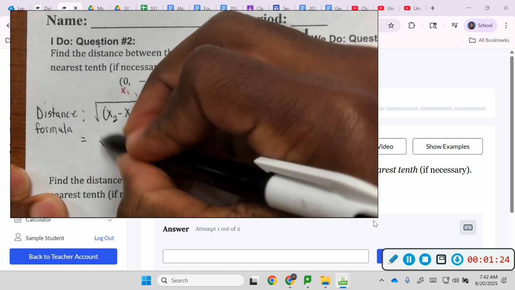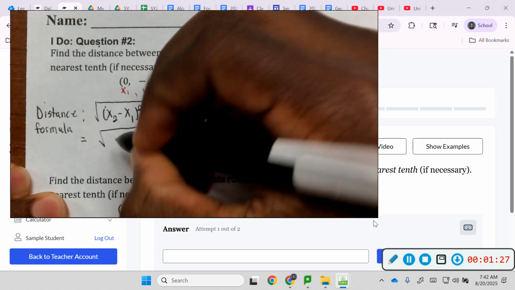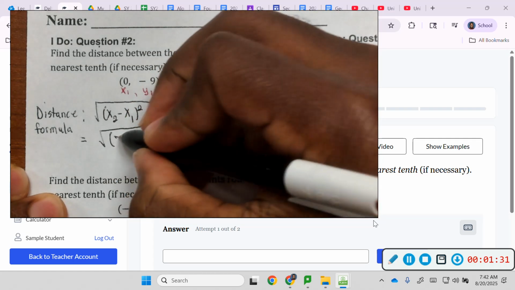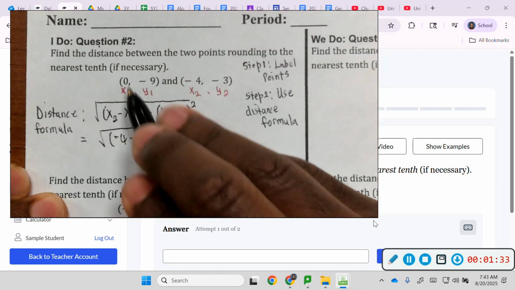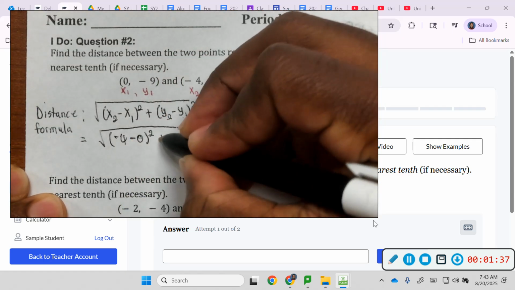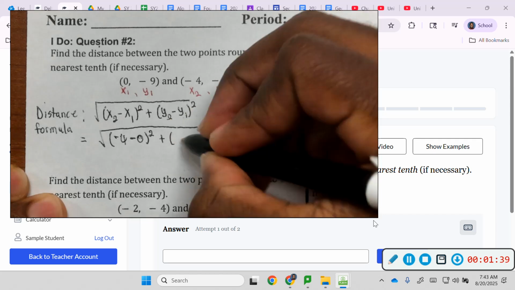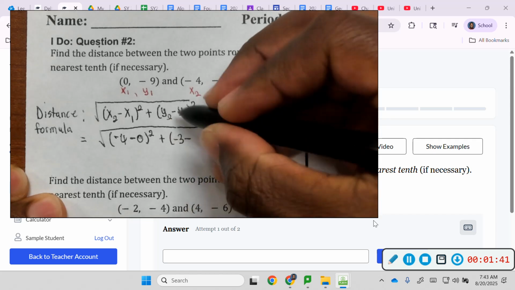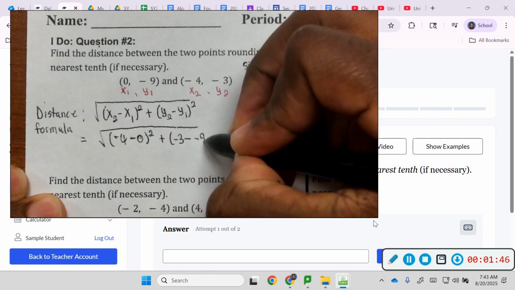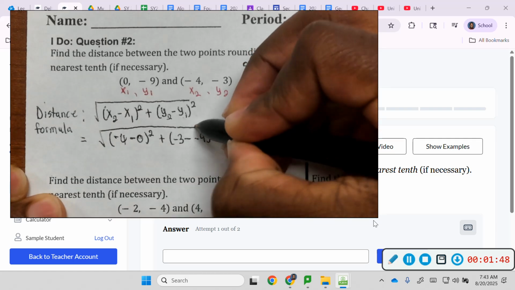I'm going to write square root. My x2 is negative 4, minus my x1, which is 0, and then we're going to square that, plus my y2, which was negative 3, minus, because in my formula is a minus, my y1, which is negative 9. And we're going to square that.